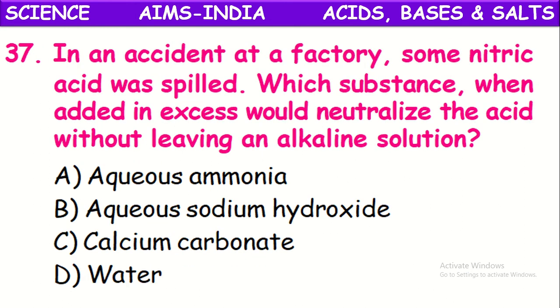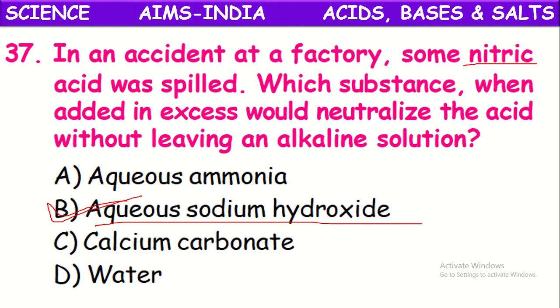Next, in an accident at a factory, some nitric acid was spilled. Which substance, when added in excess, would neutralize the acid without leaving an alkaline solution? So, to neutralize the nitric acid, some solution should be added there. What might that be? Aqueous ammonia, aqueous sodium hydroxide, calcium carbonate, water. Here, this is a strong acid. To this, a strong base should be added, that is sodium hydroxide. If it is added, it reacts with the acid completely and neutralizes it.